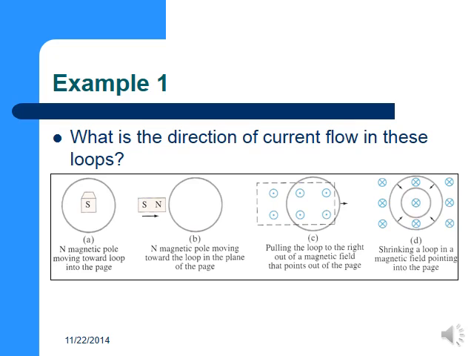Part C, we pull this loop to the right out of the magnetic field. So we initially had magnetic flux going out of the page. The induced current is going to tend to increase magnetic flux out of the page to counteract. So again, we're left with a counterclockwise induced current. Part D shows shrinking a loop in a magnetic field. We had magnetic flux into the page, we're decreasing it. So the induced current is going to increase magnetic flux into the page. So we have a clockwise current.